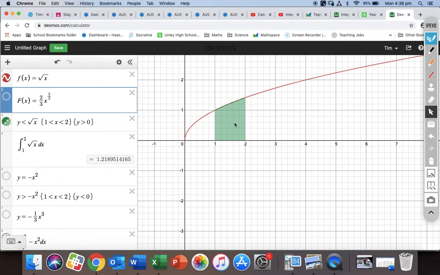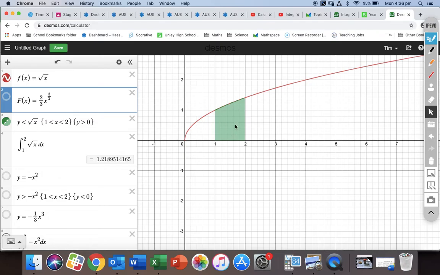I've drawn the f of x function, y equals square root x, and I've put in the area that we're looking for. They said the area's got to go from 1 to 2, right? So it's this green area.